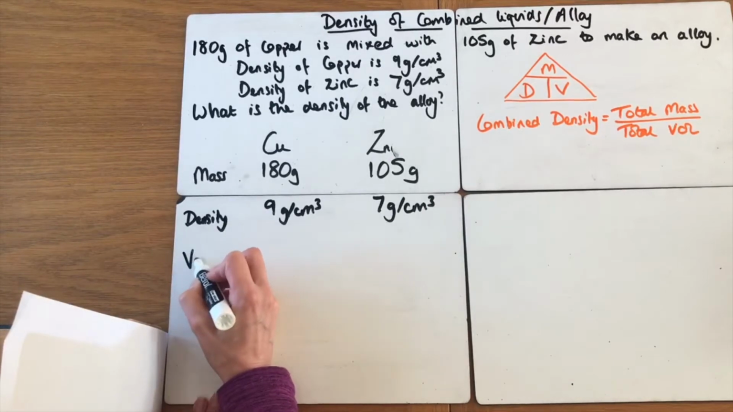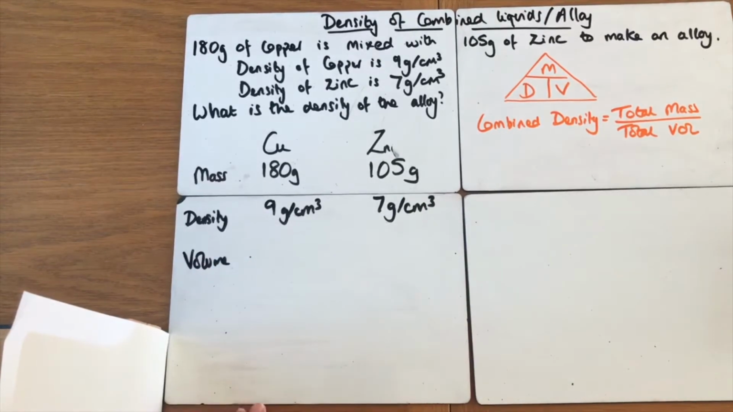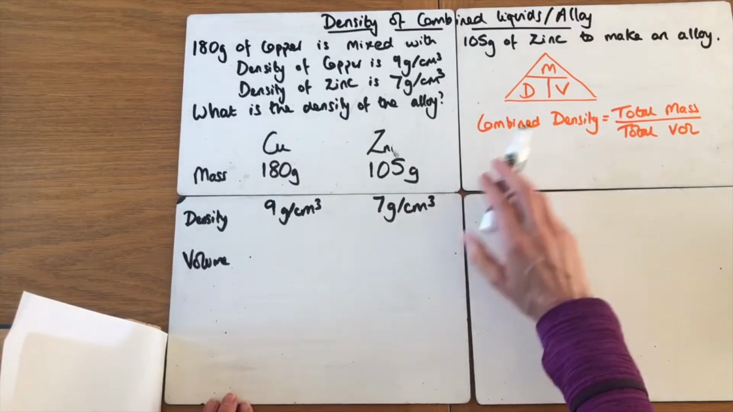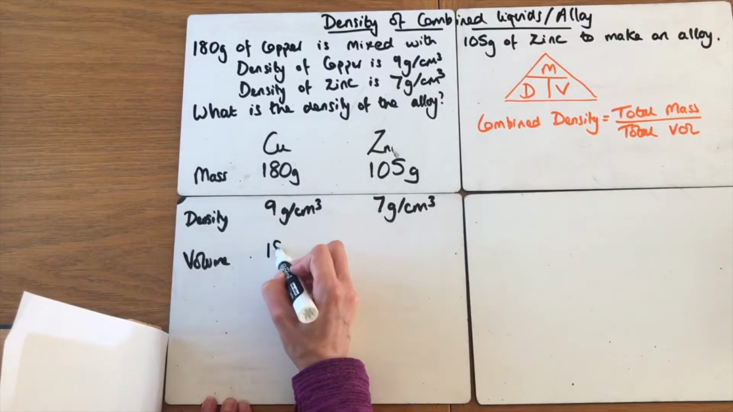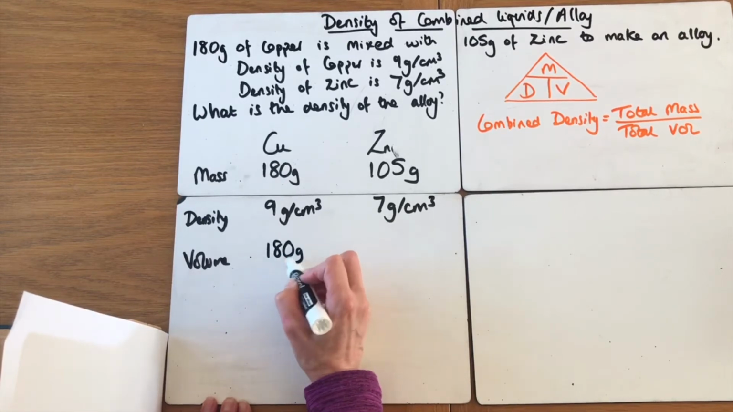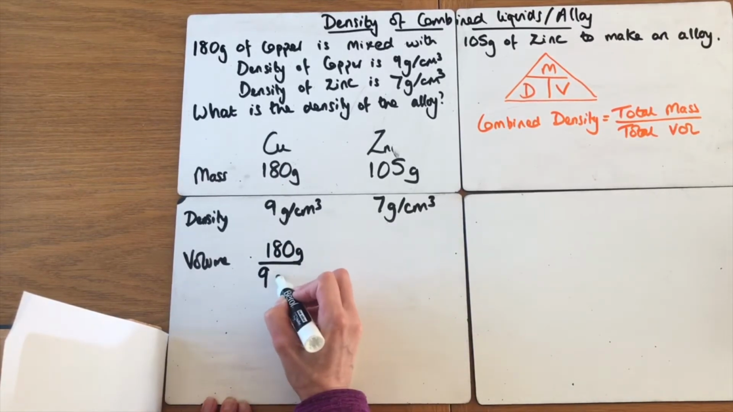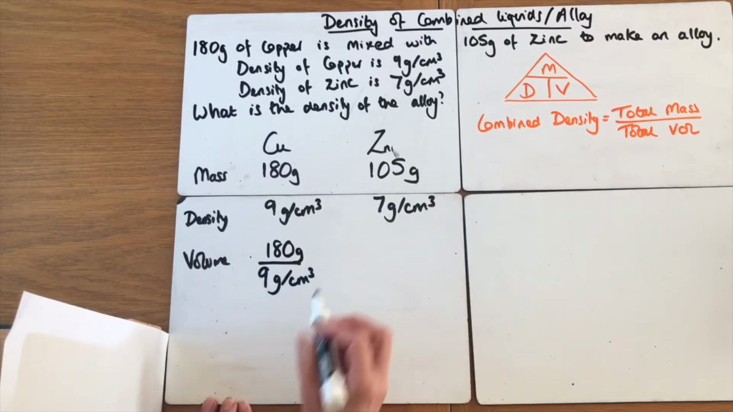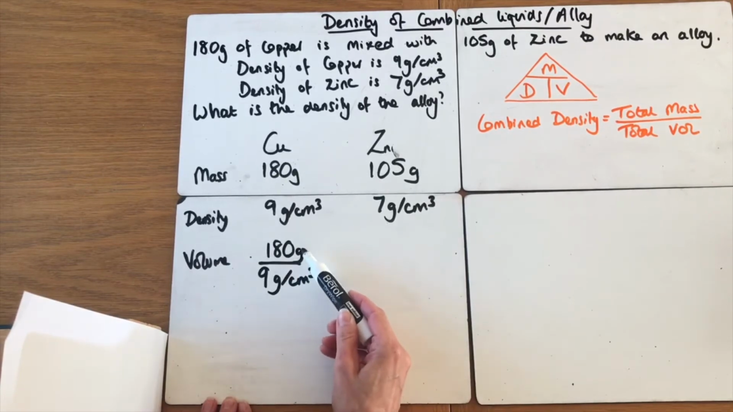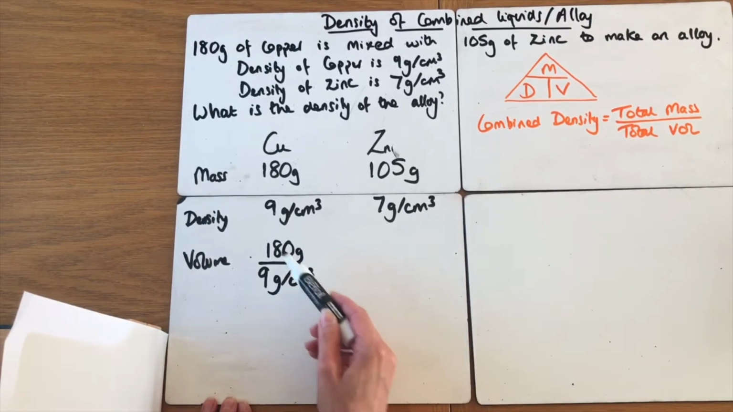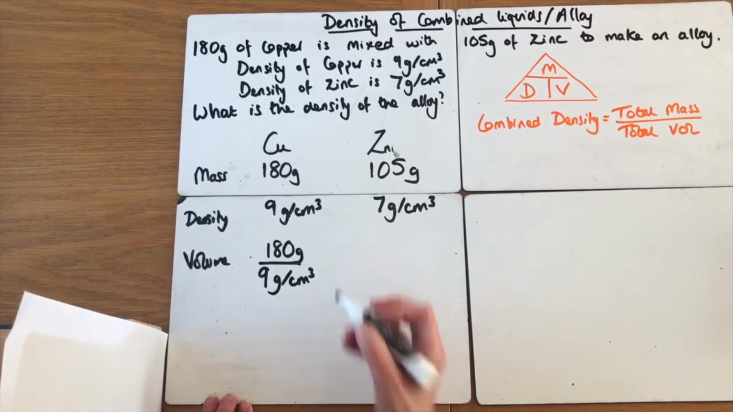What we're not given is the volume of the copper and the zinc, which we're going to need to do total mass divided by total volume. So from our density formula triangle, we know that volume is mass divided by density. So to get the volume of the copper, I want the mass of the copper, which is 180 grams, divided by the density of the copper, which is 9 grams per centimetre cubed. Again, notice I'm putting my units in my calculation to make sure they are consistent. My density is in grams per centimetre cubed and my mass is in grams, so that's good, they're consistent.